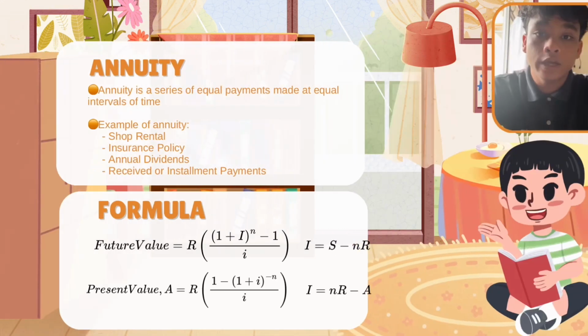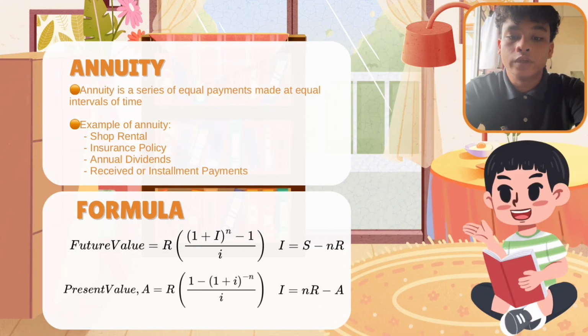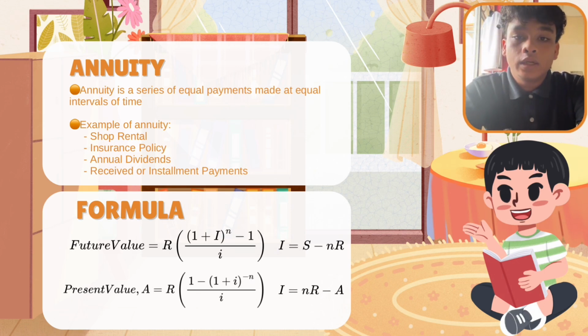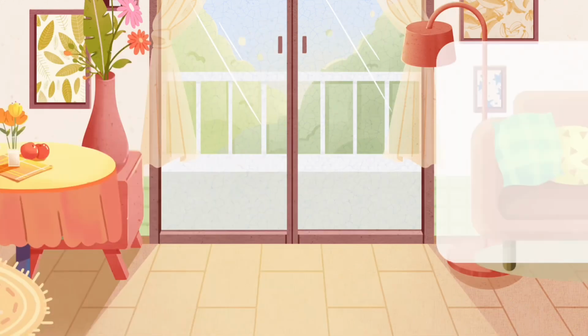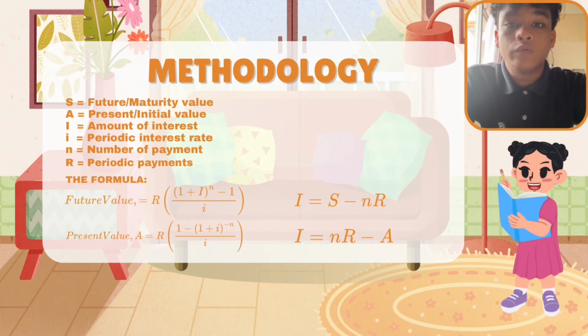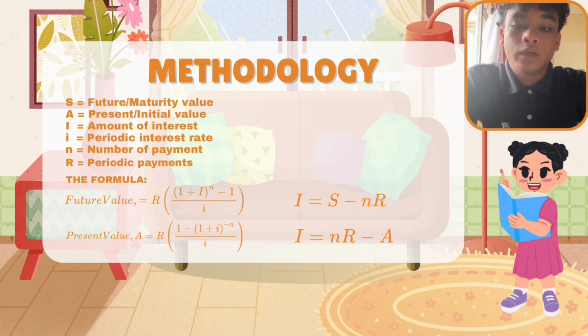Move on to the next chapter, annuity. So what is annuity? Annuity is a series of equal payments made at equal intervals of time. Examples of annuity: shop rental, insurance policy, annual dividend, and receipt or installment payment. And this is a sneak peek of what you need to know before answering the question. S is for future or maturity value, A is for present or initial value, I capital is for amount of interest, i is for periodic interest rate, n is for number of payments, and R for periodic payment.